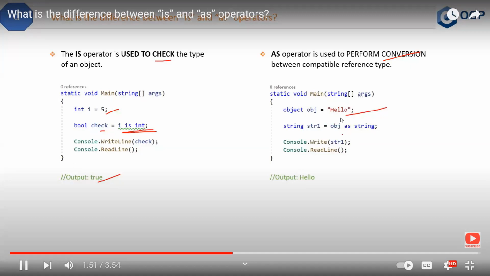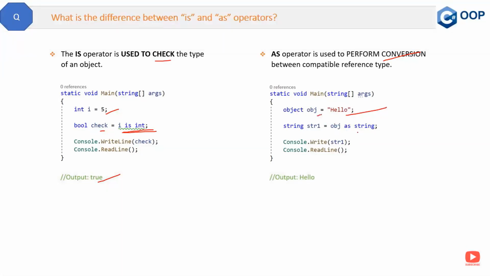a string, then we have to convert this obj to a string, which will done by as operator. So here obj as a string, obj will be converted to a string, and the conversion is happening now. And why I said that between compatible reference type, because obj and strings are compatible reference type. You cannot store integer into a string because they are not compatible types. You can store obj in a string. So the type should be compatible, but more importantly, the as operator do the conversion of the type. So that is the purpose of as operator.